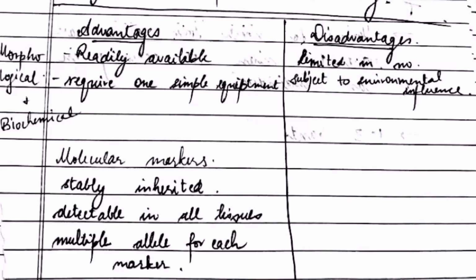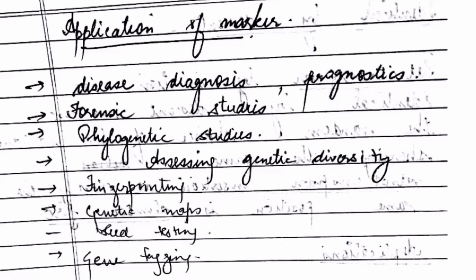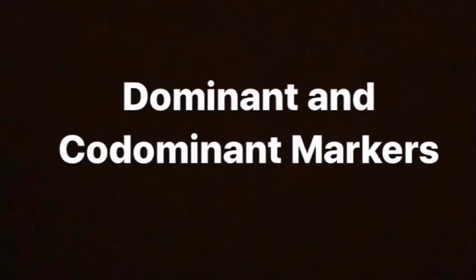Now we will study in detail about molecular markers. They are used because there may be a base pair change, rearrangement, insertion, or a deletion. It has various applications like fingerprinting, genetic mapping, seed testing, gene tagging, disease diagnosis, and so on.